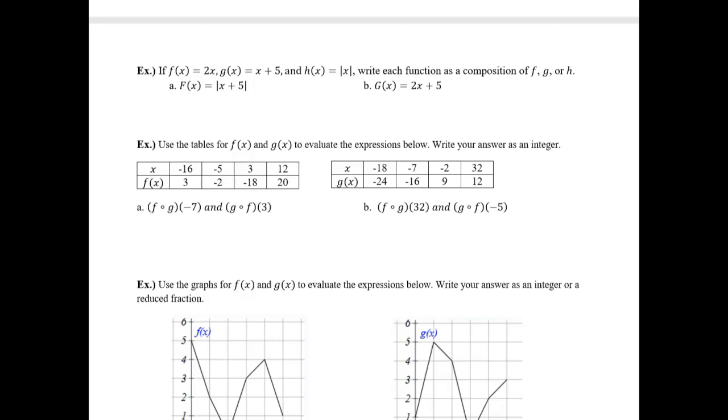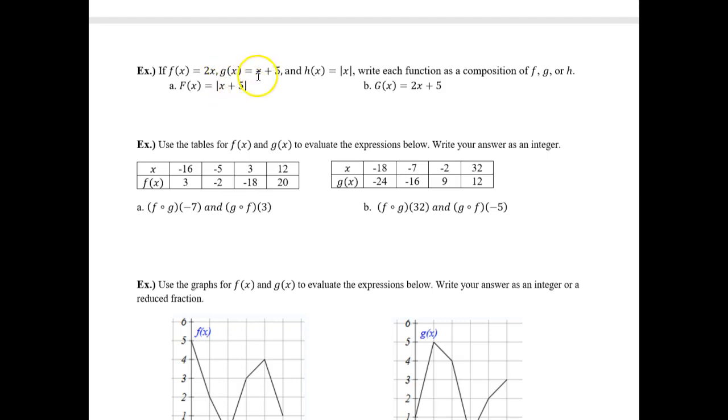In this video, we are going to be identifying the composition of functions that make up a new composite function. For example, this says if f of x equals 2x, g of x equals x plus 5, h of x equals the absolute value of x, write each function as a composition of f, g, or h. So we have to figure out what composition made this new function.